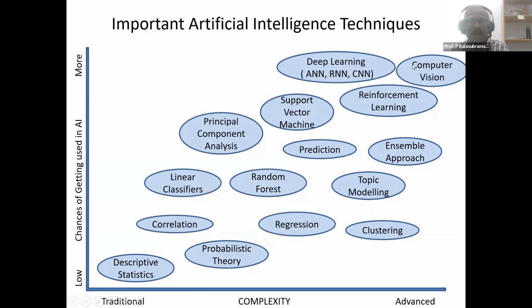When it comes to the advanced things, computer vision techniques, deep learning, recurrent neural networks, reinforcement learning, these are some of the advanced techniques. For example, the ensemble approach is actually combining different forecasting models. It will combine them to give an optimum result. So these are some of the different kinds of techniques at the advanced levels.